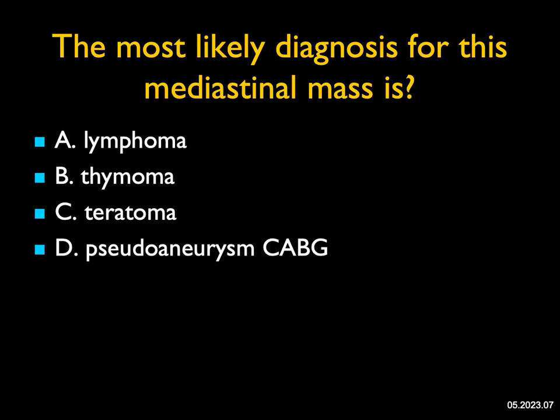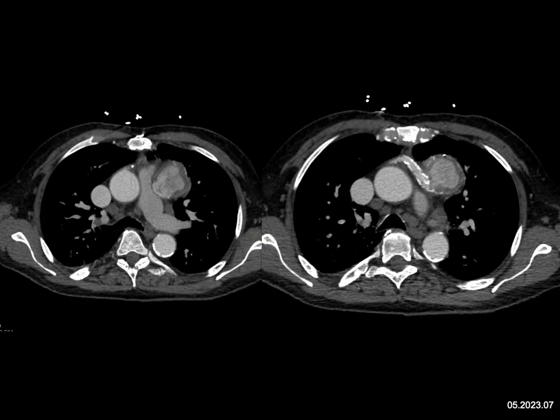The most likely diagnosis for this mediastinal mass is, when you look at the images, there's a mass kind of to the left of midline. It looks like it's enhancing a bit. When you look at the image on your right, you see a coronary artery bypass graft, which is calcification. And this is a wonderful example of a pseudoaneurysm of a coronary artery bypass graft.